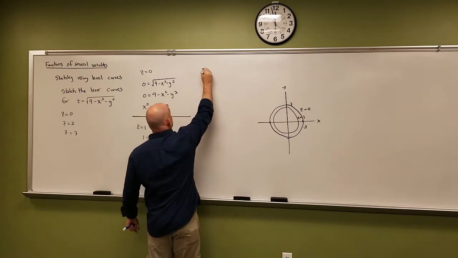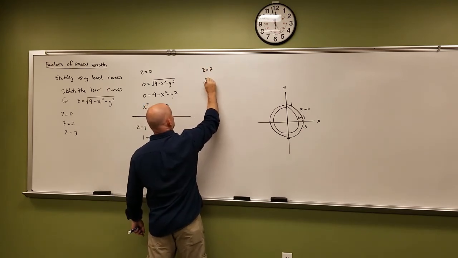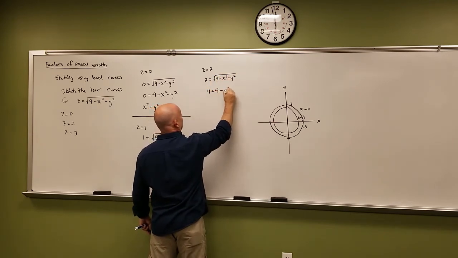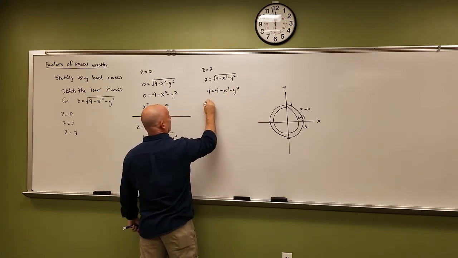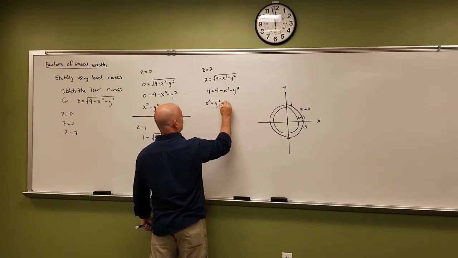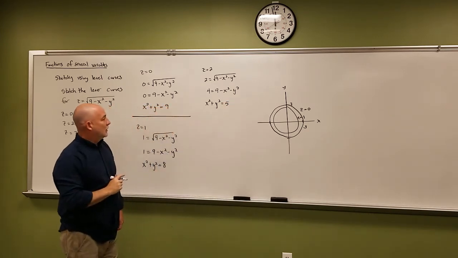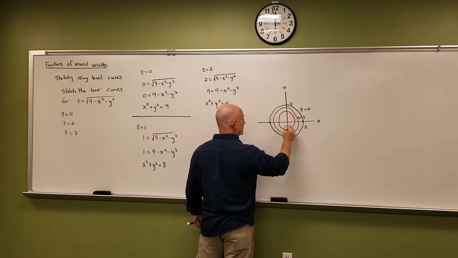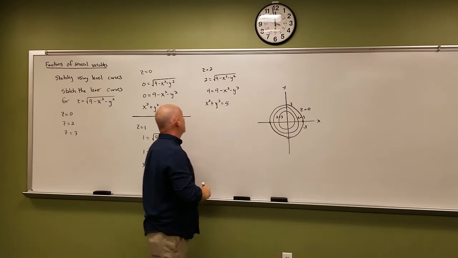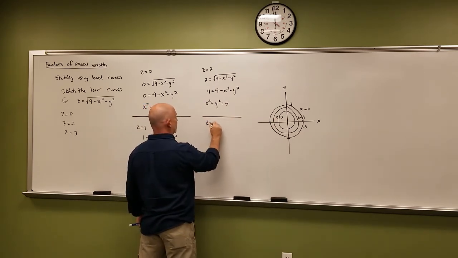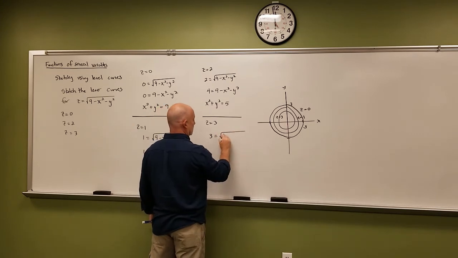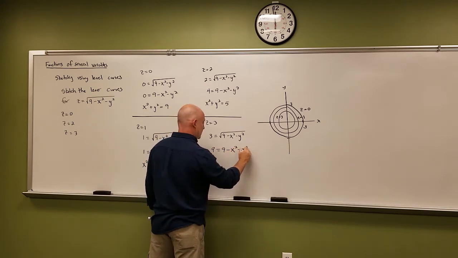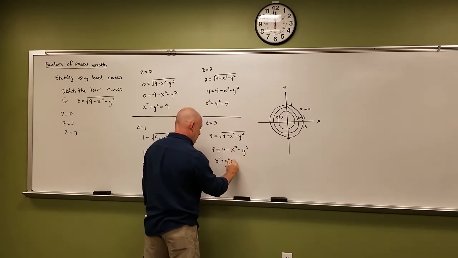If we did z equals 2, then 2 squared, 4, equals 9 minus x squared minus y squared. Switching around, we get x squared plus y squared is equal to 5. So a little bit smaller. That's another circle inside of that. And I'm going to do one more here. If we let z be equal to 3, we have 9 is equal to 9 minus x squared minus y squared, which is x squared plus y squared equals 0.